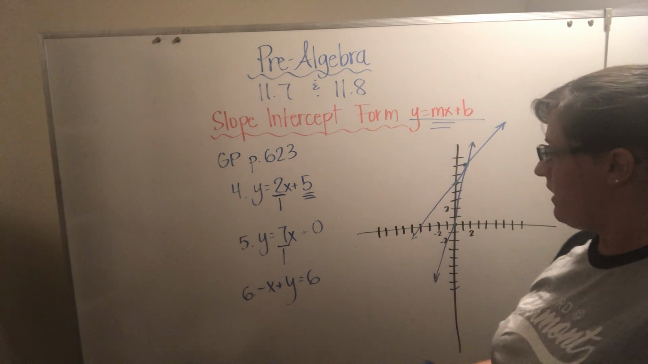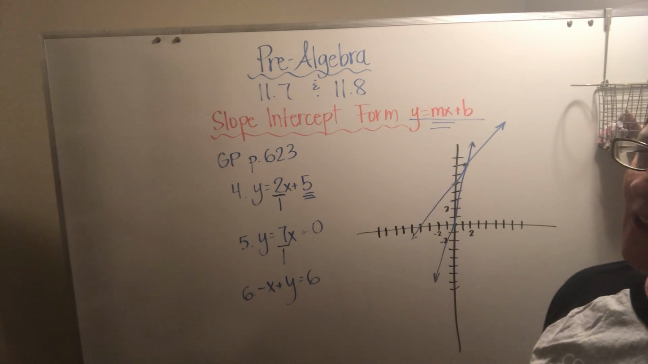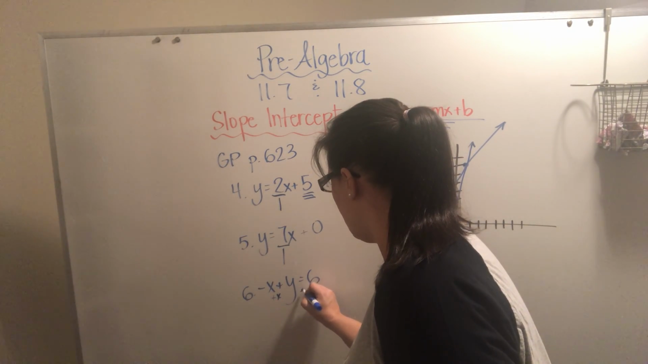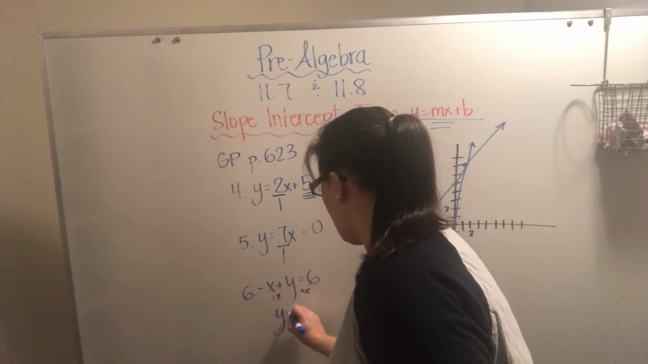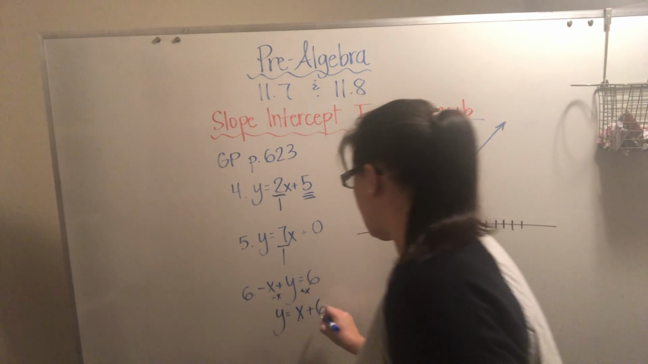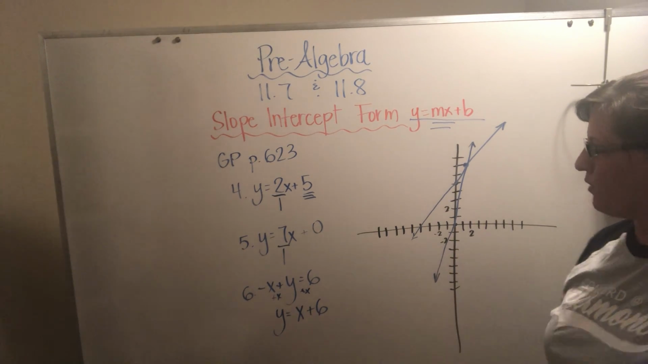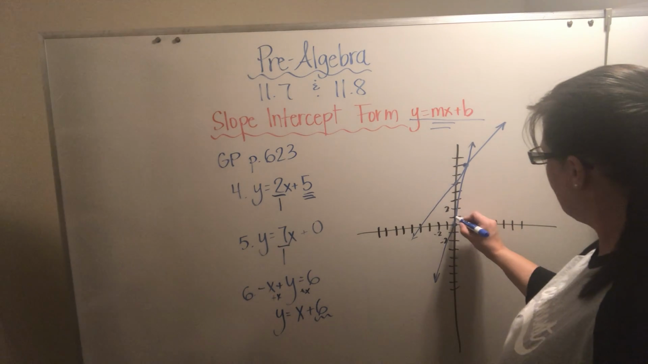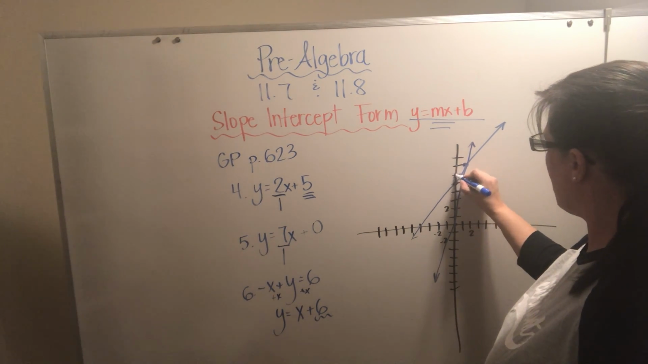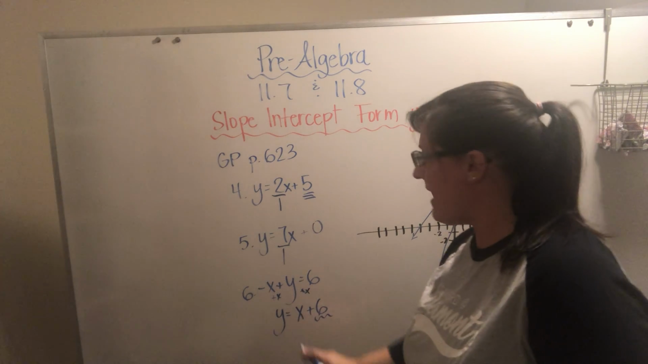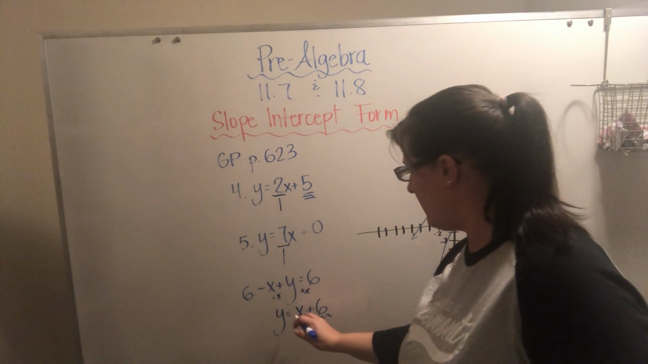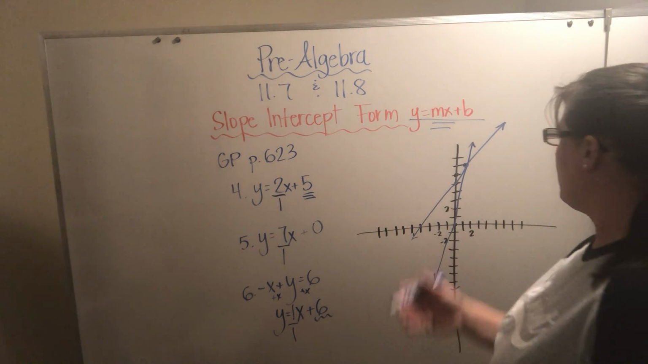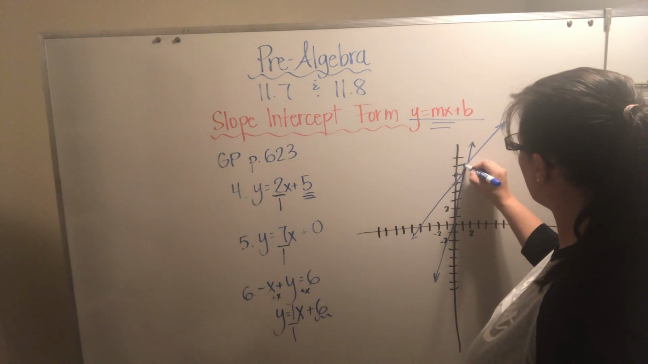Lastly, my last equation is not in slope-intercept form, so I need to add my x over here. I get y equals x plus 6. All right, here's my point. It intercepts the y-axis at 6. What's in front of my x? Hopefully you recognize there's a 1 there. It's 1x. Up 1 over 1, up 1 over 1. So up 1 over 1.